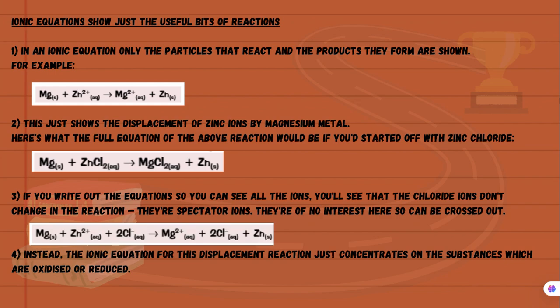Here's what the full equation of the above reaction would be if you started off with zinc chloride. Mg + ZnCl2 → MgCl2 + Zn. If you write out the equation so you can see all the ions, you'll see that the chloride ions don't change in the reaction, they're spectator ions. They're of no interest here, so can be crossed out. Mg + Zn2+ + 2Cl− → Mg2+ + 2Cl− + Zn.